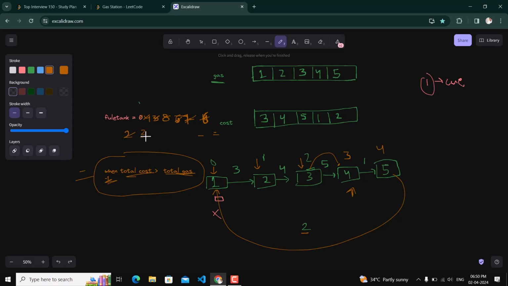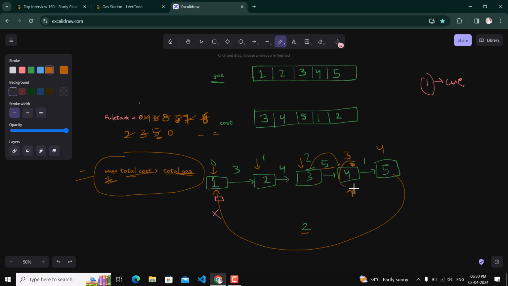It would be 2 plus 3, so it would be 5, sorry, because we have reached here. We were having 6 capacity at this point, we have utilized 4, so we are left with 2. Now we will add 3, so the total fuel tank we will have is 5. Then we utilize all 5 and we are left with 0, and we have reached our initial or starting position.